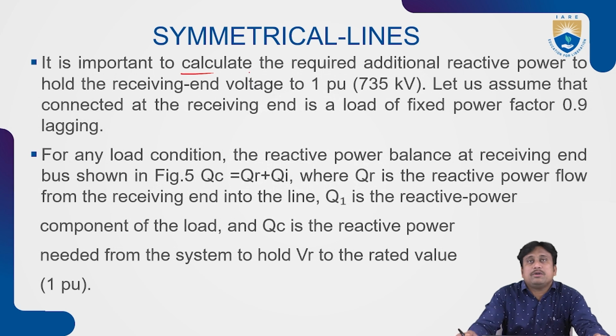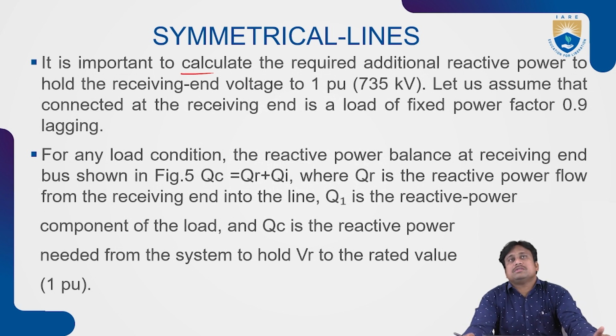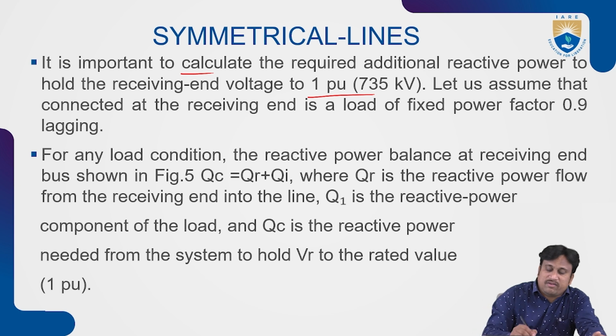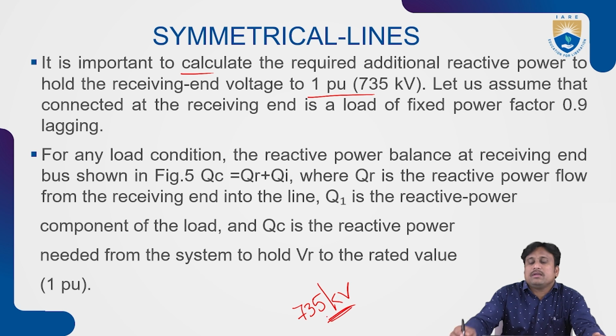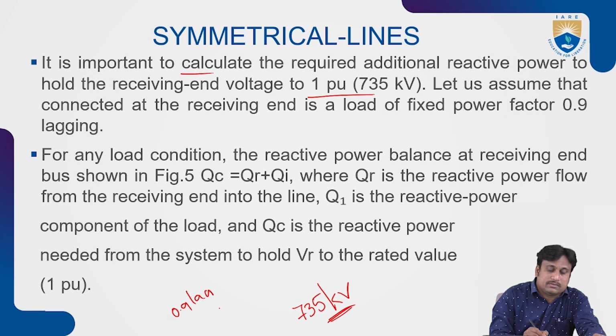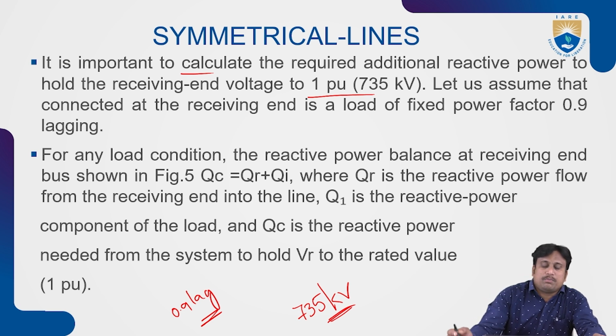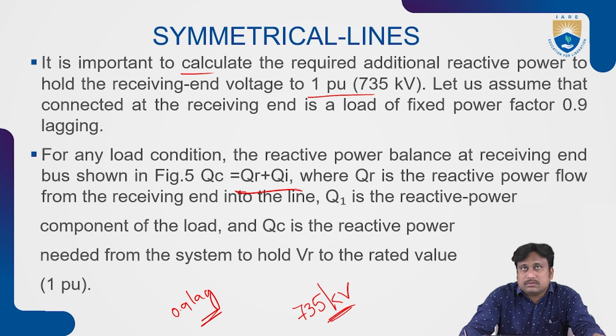Here it is important to calculate the required additional reactive power. This is to hold the receiving end voltage at about 1 per unit, and this applies to the 735 kV line. Now we should assume that a load of fixed power factor is connected at the receiving end, which will be 0.9 lagging in nature. For any load condition, the reactive power balance at the receiving end is represented in the diagram. Then that reactive power is the QR plus QL combination.